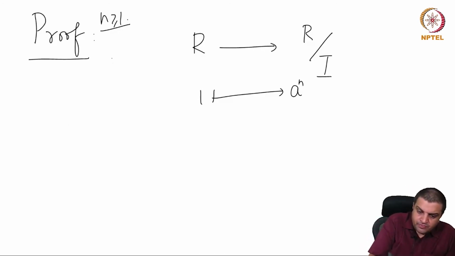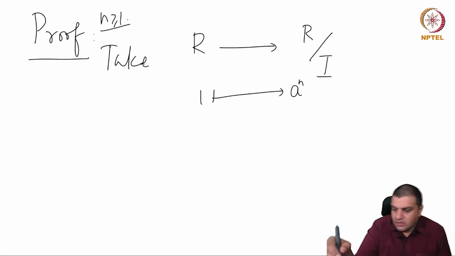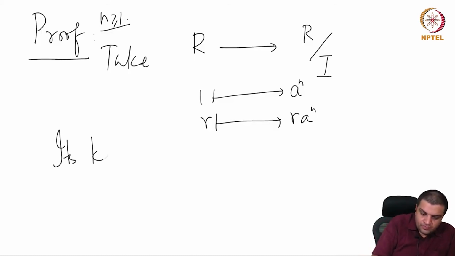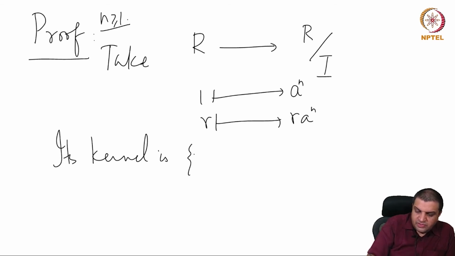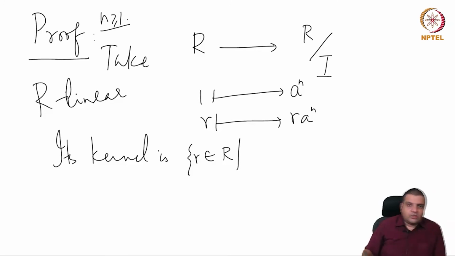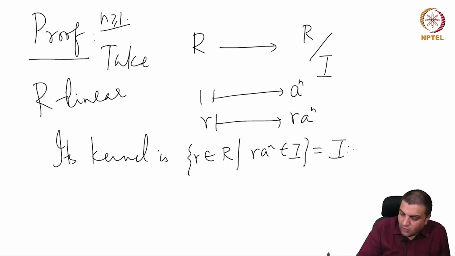Now, take this map, R goes to R mod I, 1 goes to A^n. Its kernel is the set of elements r in R such that r A^n is inside I. Remember, this is R-linear, not a map of rings, but of R-modules. But this is exactly I colon A^n. So the kernel comes like this.